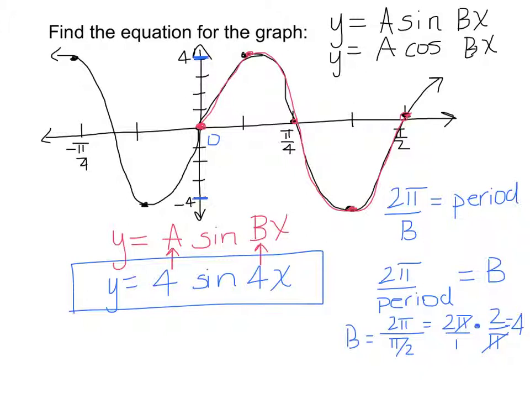Okay, so to find B, you always do 2 pi over your period. And anytime you have to divide by a fraction, remember you do keep, change, flip. And that's it.